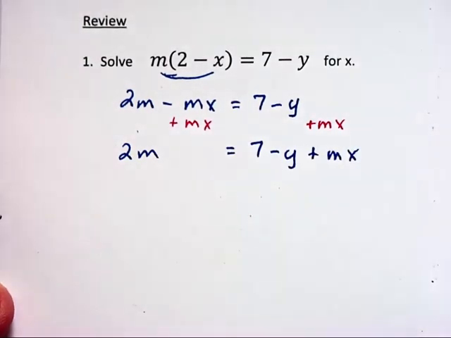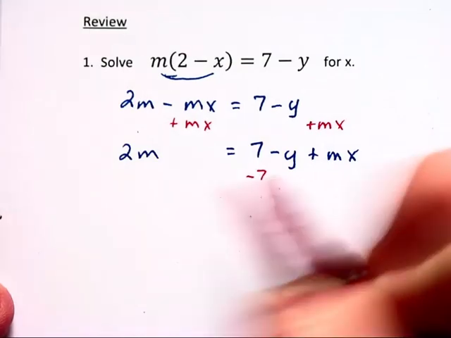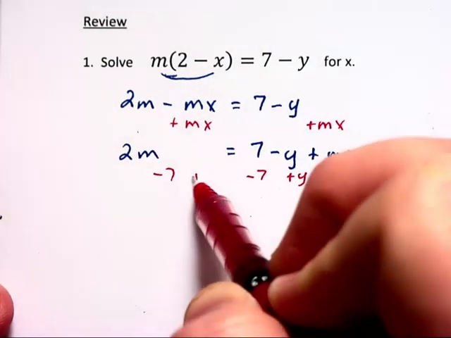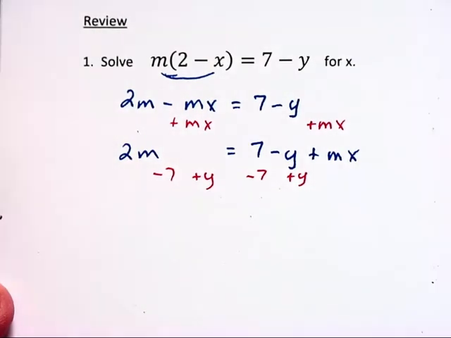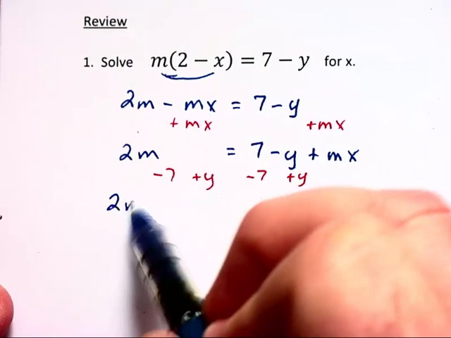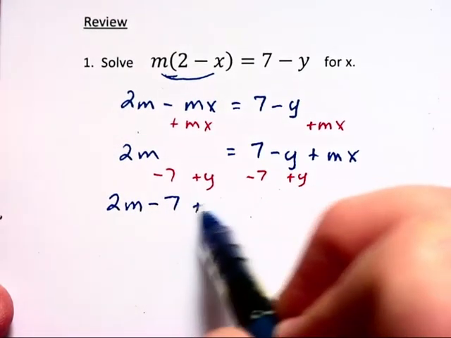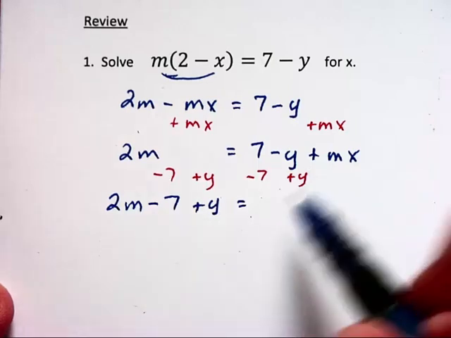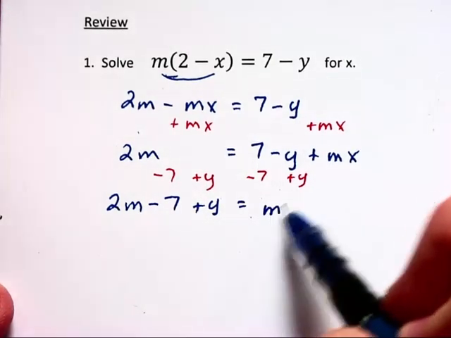Now let's subtract off the 7 on each side and add a y to each side also, so that we can just have the mx by itself on the right. Now on the left we have 2m minus 7 plus y, and I think when I rearrange this I'll put the minus 7 at the end, is equal to mx.